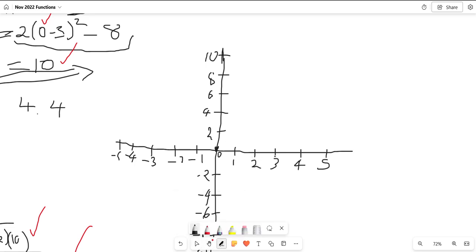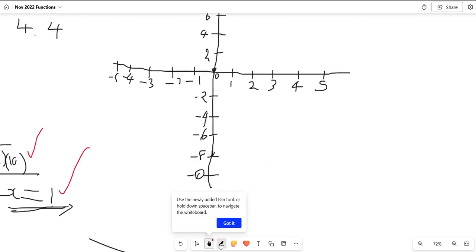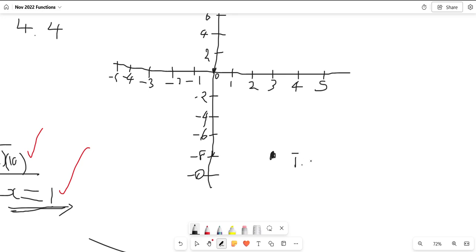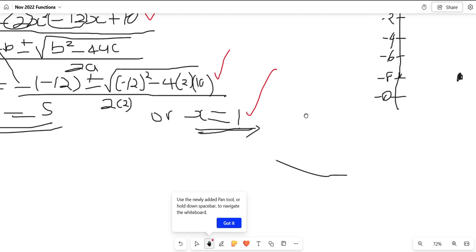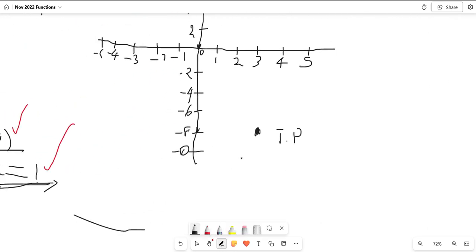Three on the x, we are here, and negative 8 on the y. That is our turning point, TP. Then what are the x-intercepts here? X equals 5 and x equals 1. On the x-axis, here is our x-axis.